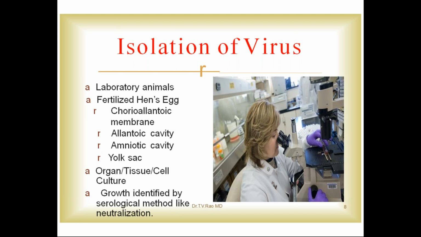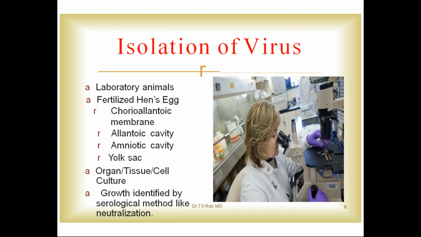We have to inject the inoculum, and we have to grow the viruses inside the embryonated egg. Why? Because the embryonated egg is a living cell. That is why we have to use embryonated egg for growing of the viruses. Not only that, organ cultures, tissue cultures, cell cultures we have to use for observation and isolation of the virus.